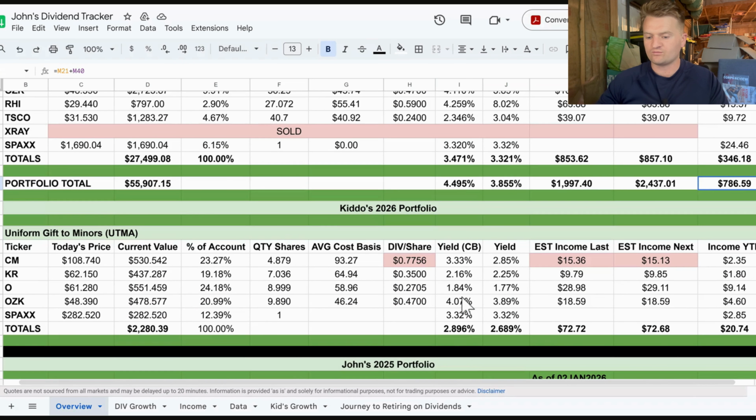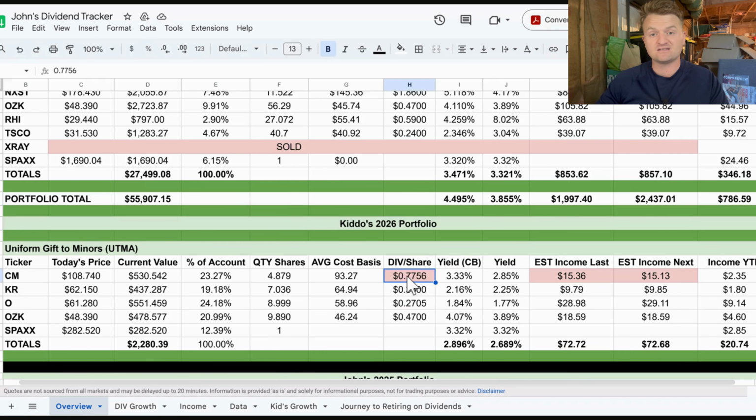For my kid's account, the Uniform Gift to Minors Act, he has the Canadian Imperial Bank, so he saw the same decrease I did, and that's reflected there as well. His total portfolio value is $22.80 current value. His cost basis yield is 2.896%, with a yield, if you bought everything today, of 2.689%. And he expects to receive $72.68 a year from today. Like I said, we'll get to dividends in a minute.